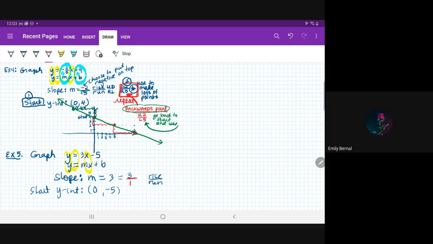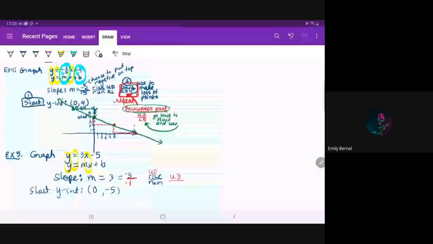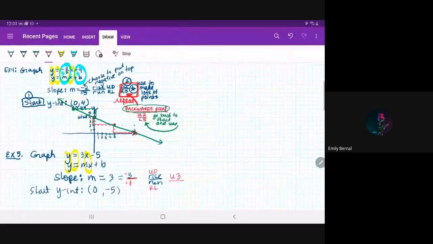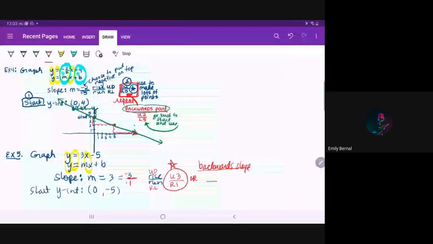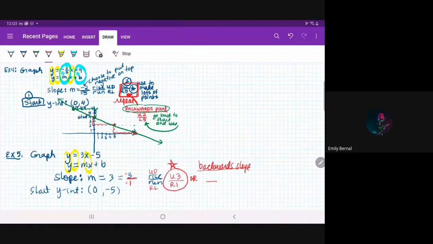Okay, so then we're going to write a message for rise over run. That's positive and positive. So that's going to be up 3, because rise is always up or down, and run is always right or left. Okay, so that would be up 3, right 1. So this is going to be our slope. Or let's write our backward slope. So our backward slope is like, oh, wait, I want to go the other way. I don't want to go up. I want to go down.